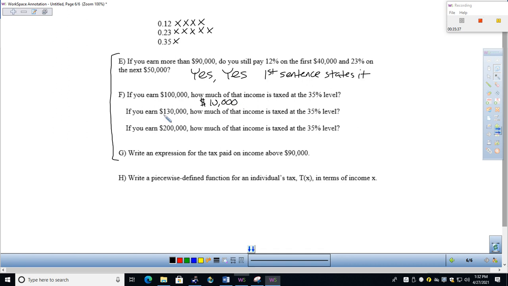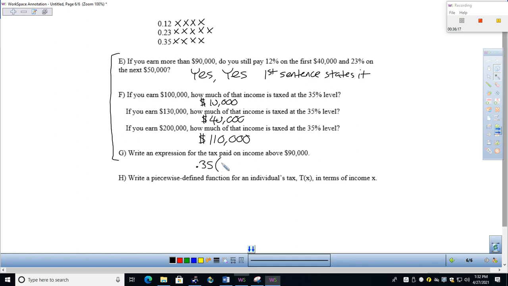Okay, if I make 130,000, so let's go a few more here. There's 130,000. How much of it's taxed at 35%? Just 40,000. Are you starting to see what's happening here? To figure out how much is taxed at each, I've already accounted for 90 grand. So all I have to do is take the total income and subtract 90 grand. And I'm not going to put all my X's in for this one, but you can start to get the idea. So write an expression for the tax paid on income above 90,000.